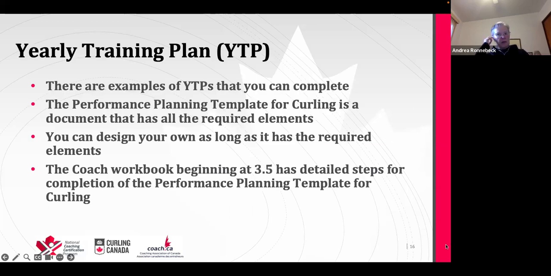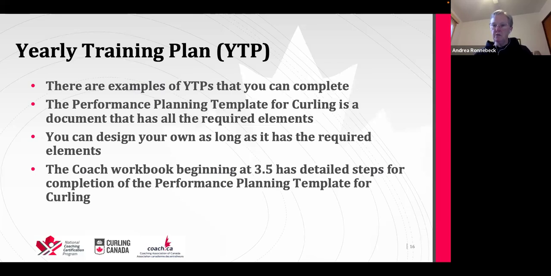So on the website, and we can have a look at them later, there are examples of the yearly training plans that you can complete. The performance planning template for curling is a document that has all the required elements, but you can design your own plan as long as it has the required elements.